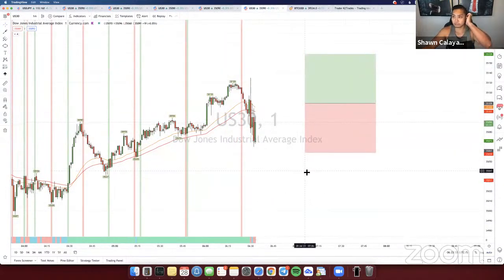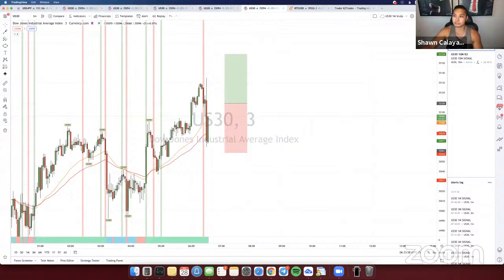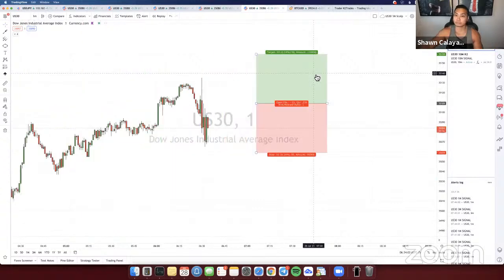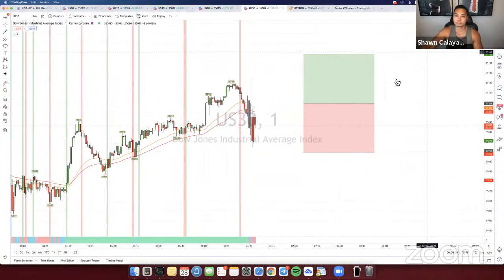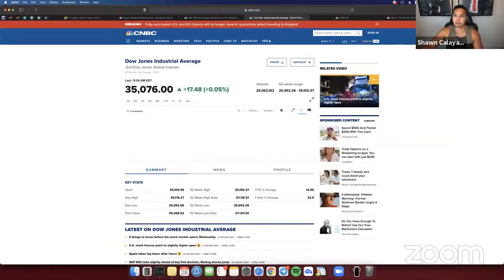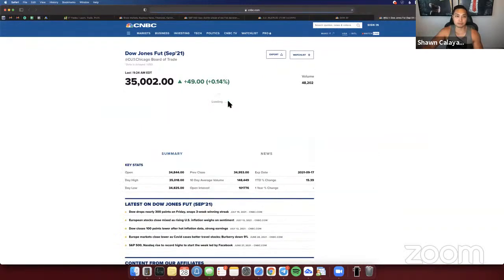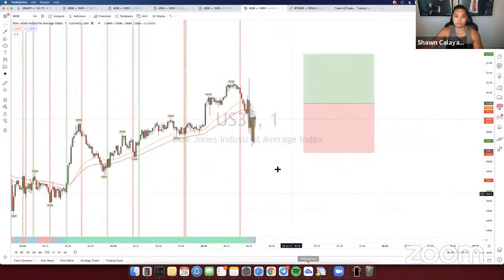All right, if we don't get an entry in the next 2 minutes, we're going to look for some scalps. I'm going to turn on my alerts now so we can start looking for some scalps here. All right, my alerts are on. Refresh this right here. It's up about 17 points right now. Retail sentiment is still short, 72%. Overall futures is up 49 points. So everything's still pointing towards the upside. We just got to wait for that confirmation that we can take that entry.